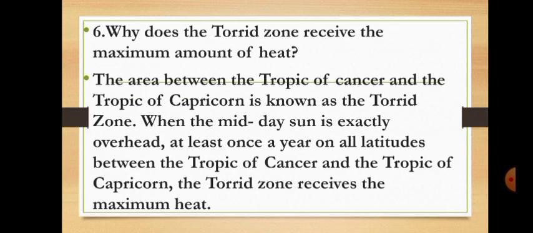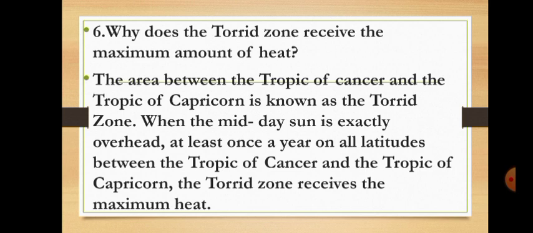Why does the torrid zone receive the maximum amount of heat? We know that torrid zone lies between Tropic of Cancer to Tropic of Capricorn, that is, both the sides of the equator. What is the specialty of that region? Near equator, it will be very hot, right? So why does the torrid zone receive the maximum amount of heat?